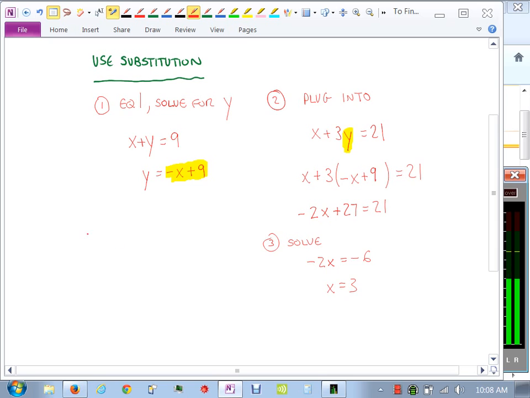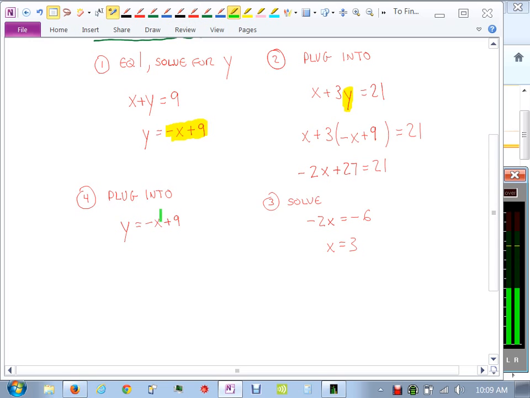Yeah, and the fourth step, and I'll do it over here, try and keep it all on one page. I'm going to plug into the answer I got from 1, right? So I'm going to plug this answer into y equals negative x plus 9. And I'm going to plug it in for x, right? That x right there is going to be replaced with 3. So y equals negative 3 plus 9, which is 6.